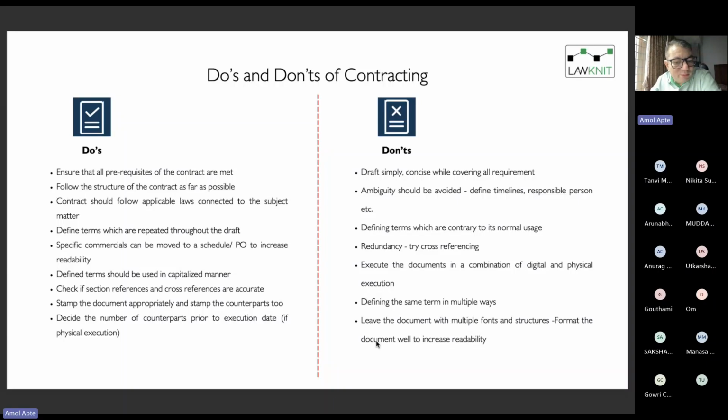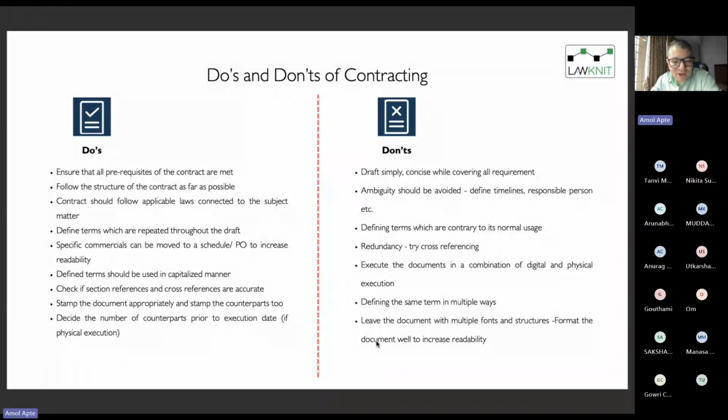Then stamp the document appropriately and stamp the counterparts too. Stamp duty is different in every state, so one has to be aware of what is the applicable stamp duty on the contract, and make sure that you pay that stamp duty on all the counterparts also. Also make sure that the stamp duty that you calculate is in accordance with the Act.